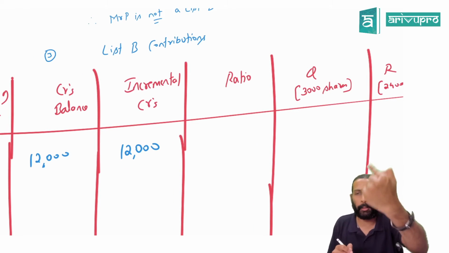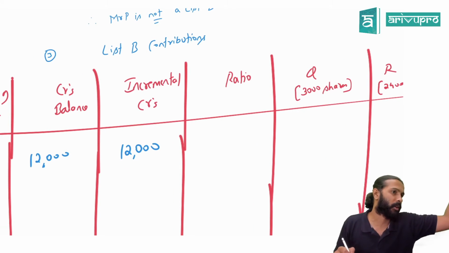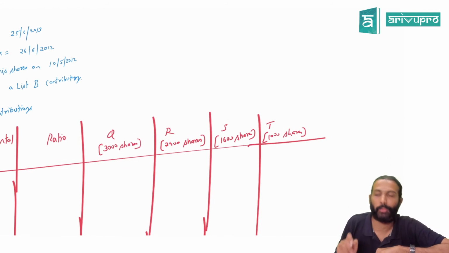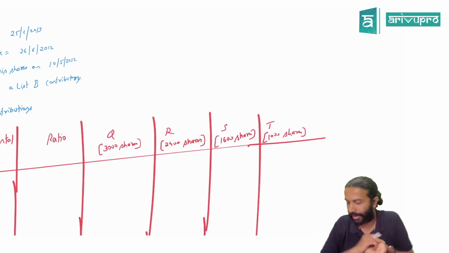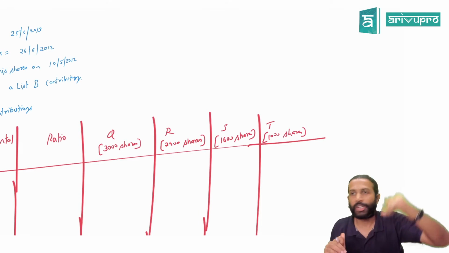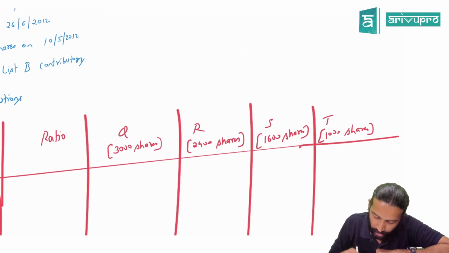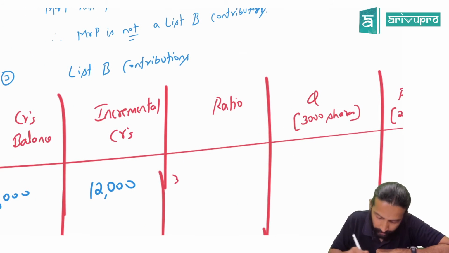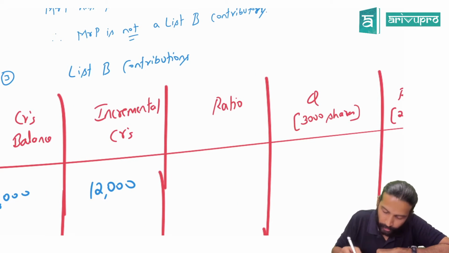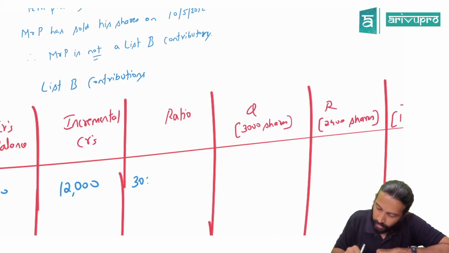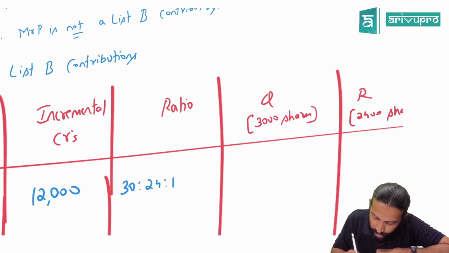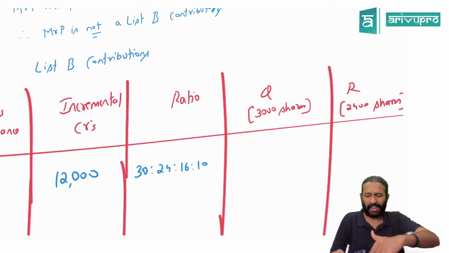So, how much is the creditor balance we have, sir? 12,000. Will it be shared by one person or all the shareholders? All the shareholders, in their shareholding ratio. Can you tell me the shareholding ratio? I'll not simplify it. I'll write it as 3,000 brought down to 30. 30 is to 24 is to 16 is to 10. You can bring it down or I'll keep it as it is.